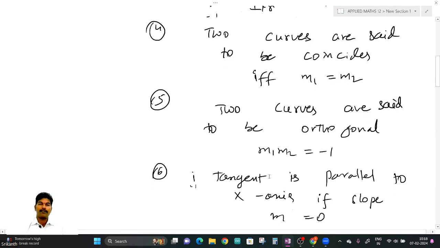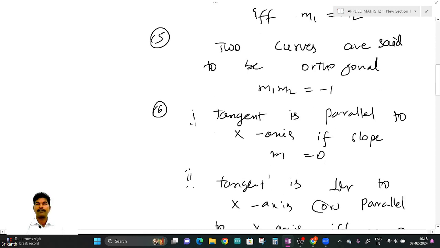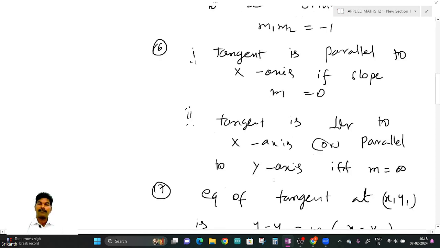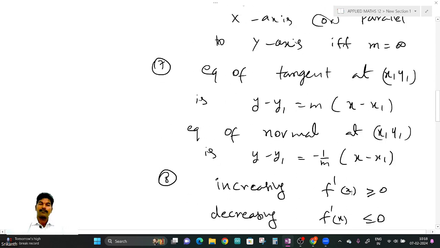And two curves are said to be orthogonal. For lines, that case is called perpendicularity, and for curves, we say it is orthogonal, m1 m2 equal to minus 1. A tangent is said to be parallel to the x-axis if m is equal to 0, and a tangent is perpendicular to the x-axis, or parallel to the y-axis, if m is equal to infinity.